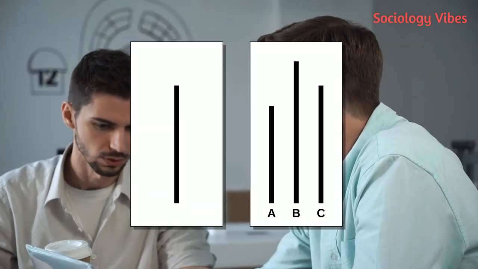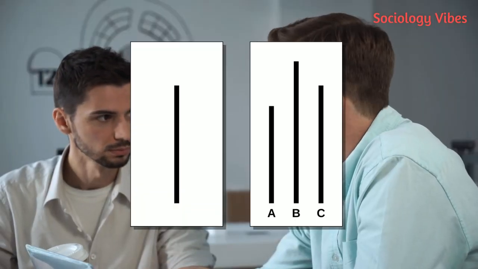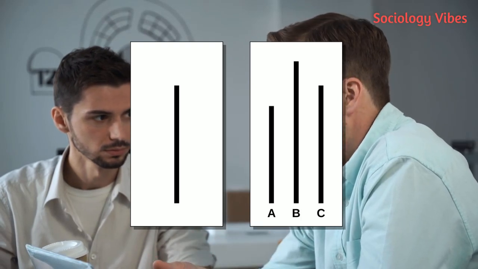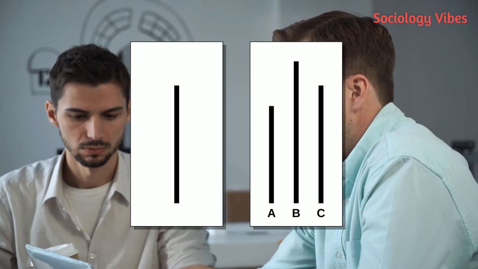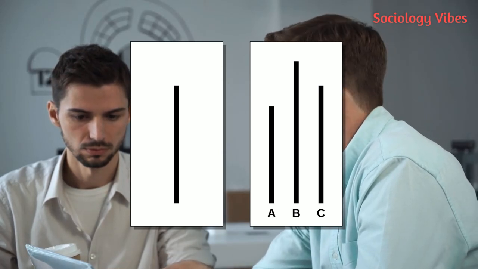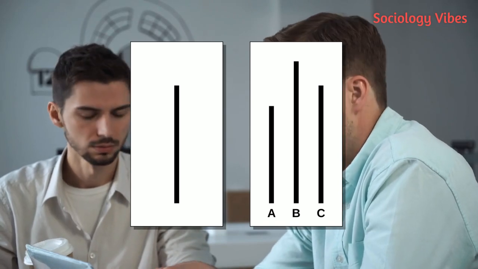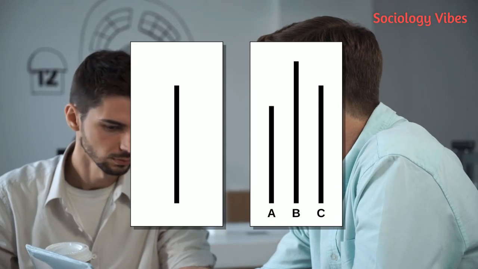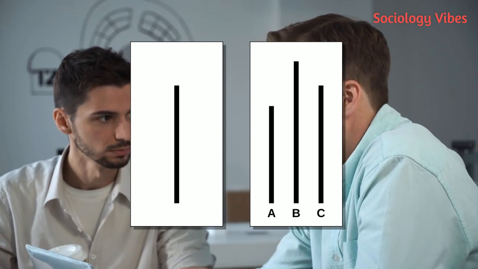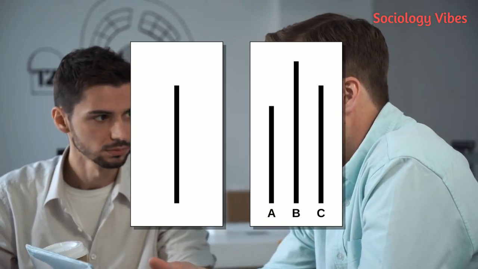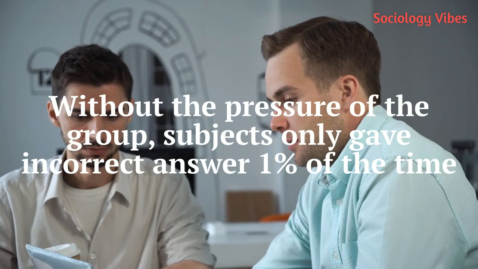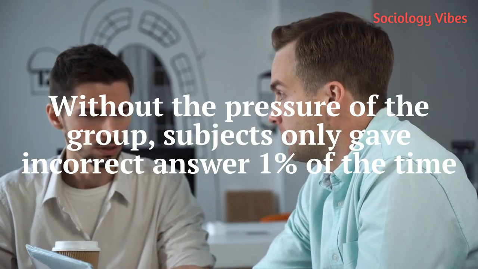Asch, in addition, also conducted a control experiment with 37 different research subjects with the same 2 cards and the same questions. In this control experiment, there were no actors. It was just the experimenter who was the only one asking the research subject questions. And this time, less than 1% of the time, the research subjects gave the incorrect answer.